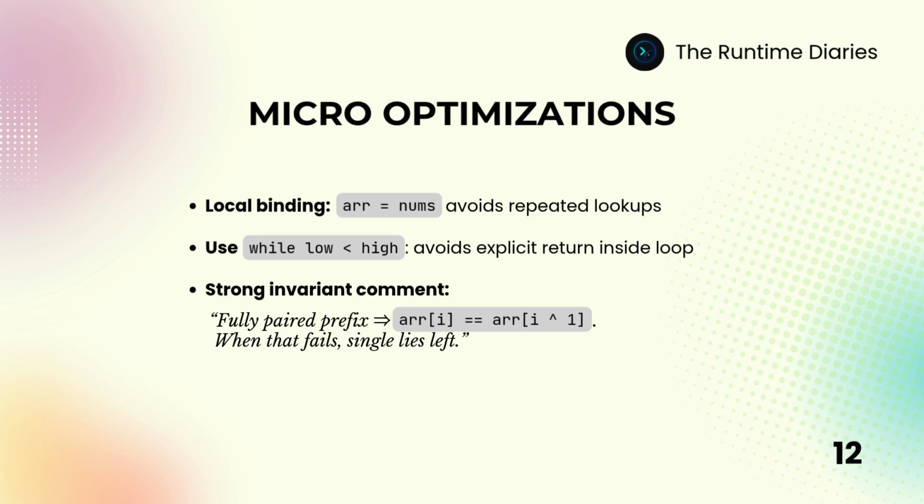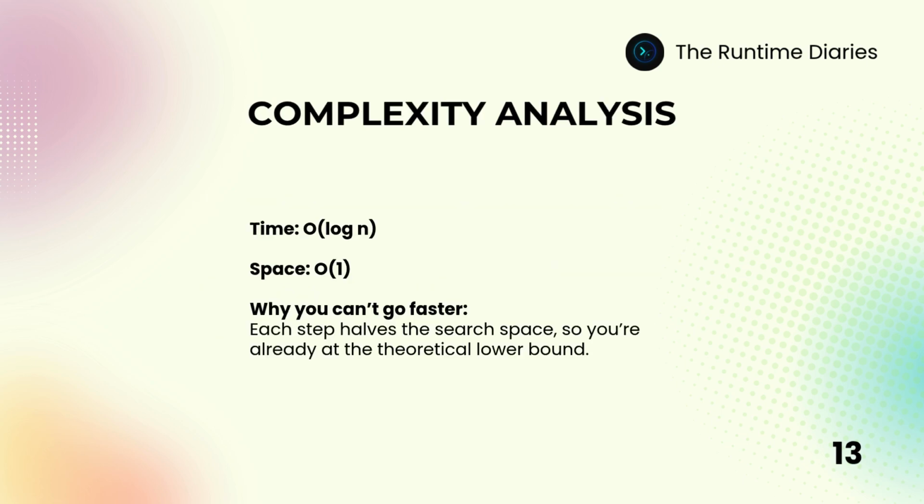A few Python-specific tweaks make this tight and efficient. Local binding, arr = nums, prevents repeated name lookups. While low less than high simplifies our loop control. A strong invariant comment reminds you of the rule: in the fully paired prefix, arr[i] equals arr[i XOR 1]. When that fails, the single lies to the left. Clean logic and documented invariants make your future self thank you.